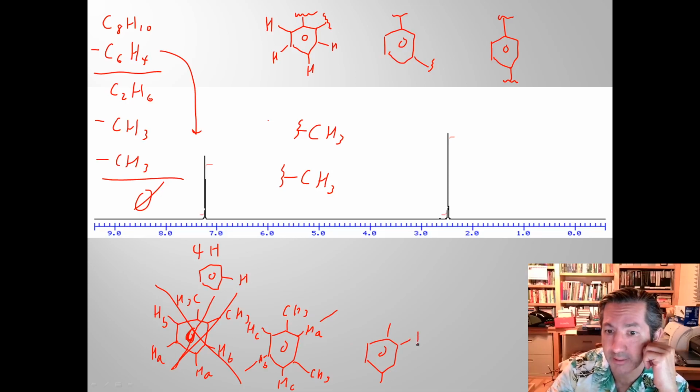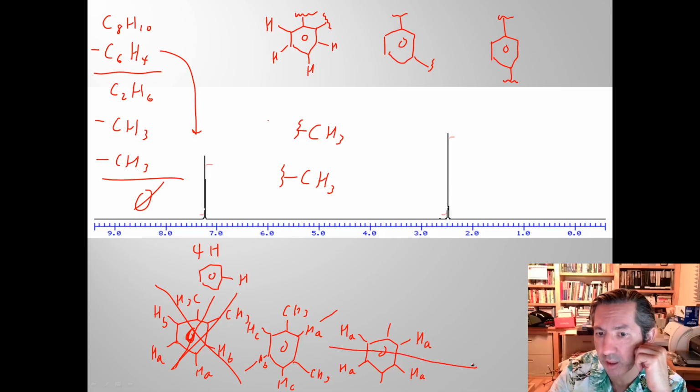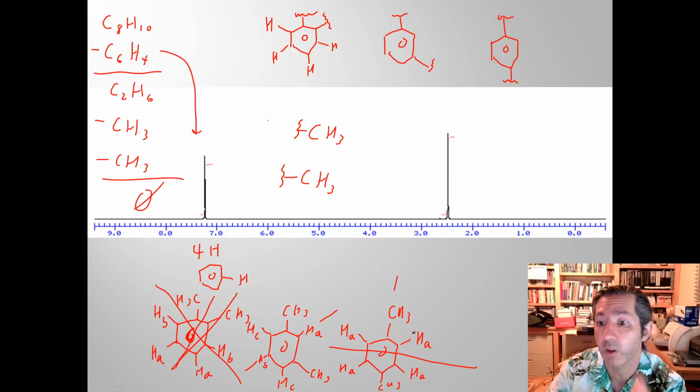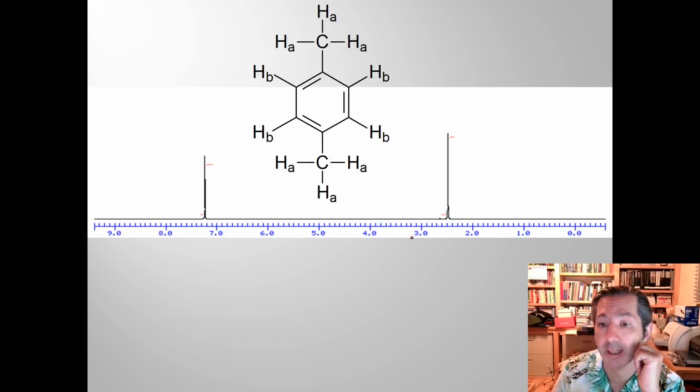Here's our compound. All of these hydrogens on the ring in this compound are in the same environment because we have a plane of symmetry running right through it. The CH3 groups are also in the same environment. There's a plane of symmetry this way. This is the only compound that will give you 2 signals. That's our compound right there.